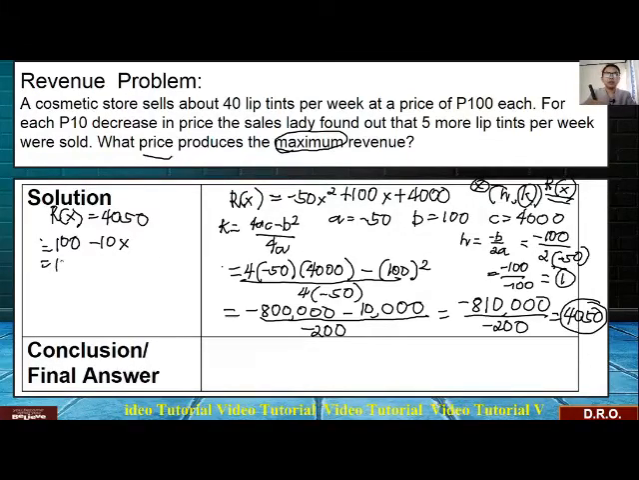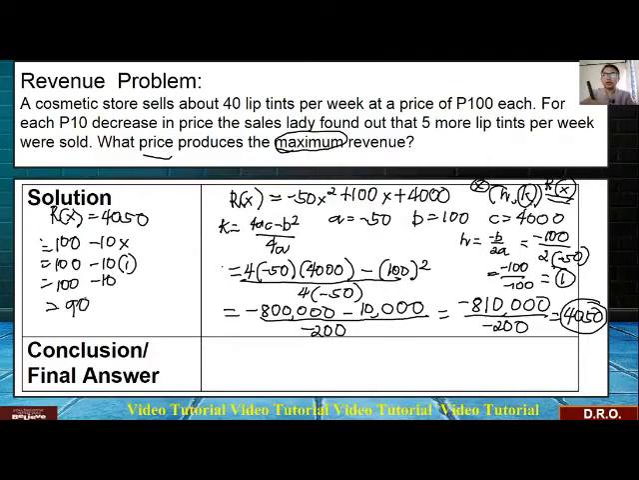Therefore, we simply multiply 10 by 1. So minus 10 times 1. And 10 times 1, it's 10. So 100 minus 10, that's why it's 90 pesos per piece. So as you can see, we have solved the revenue and then we have solved the price per piece. So let's have our conclusion or final answer.